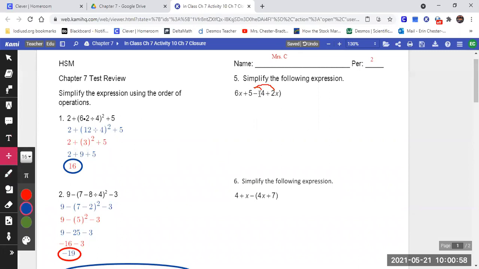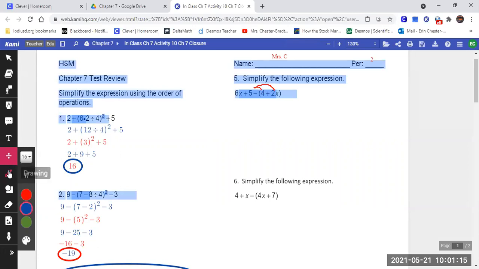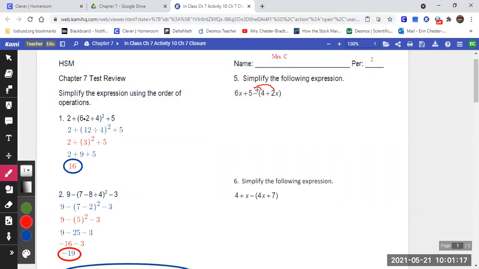And what number is technically hiding in front of this parentheses after the minus sign? What number is always there, but we don't necessarily write it? 1. So this is saying -1. And the parentheses means multiply. So -1 times both those pieces, distribution. Distributive property. I'm going to fix this one. I have to write it better. So this says -1 times 4 and -1 times 2x.